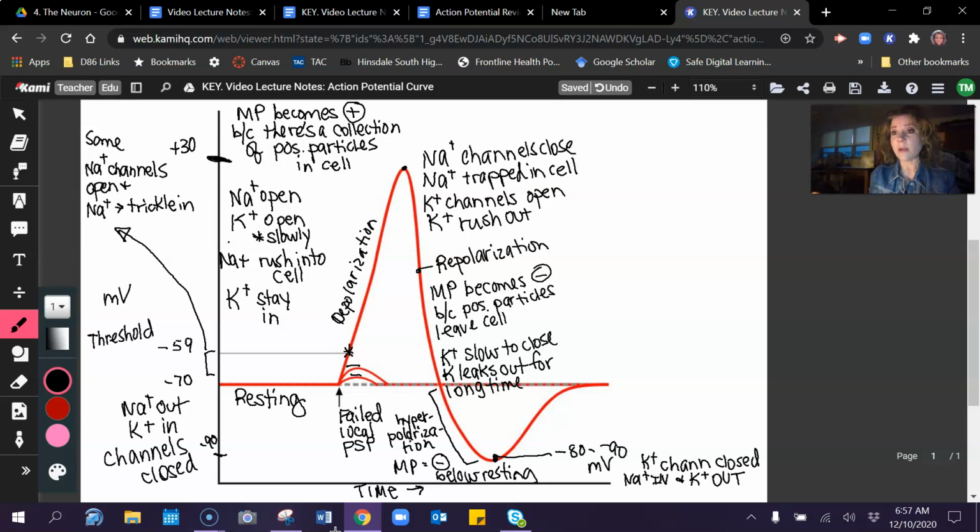It wouldn't be able to propagate action potentials and communicate with other neurons and provide us with memories or responses or things like that. So this is a really dangerous situation. The cell has to get back up to resting potential. This is what's happening in this phase here, which is called our recovery phase.